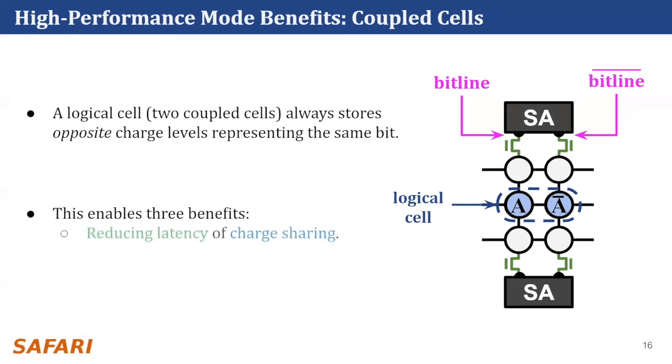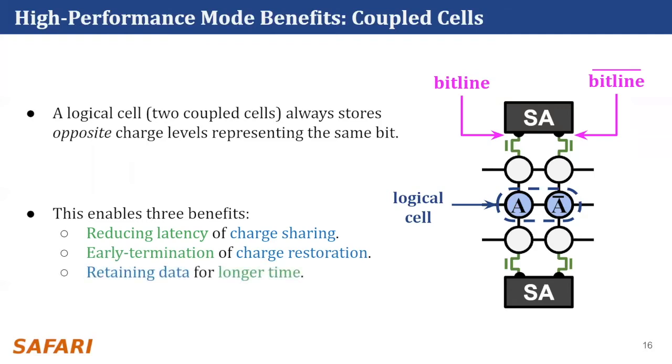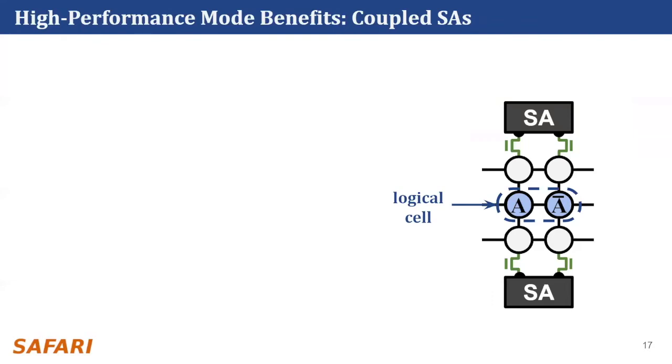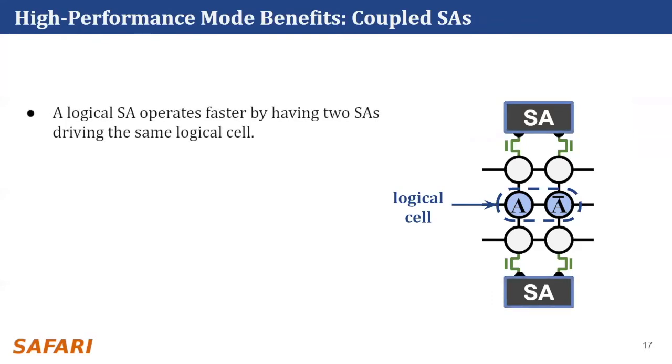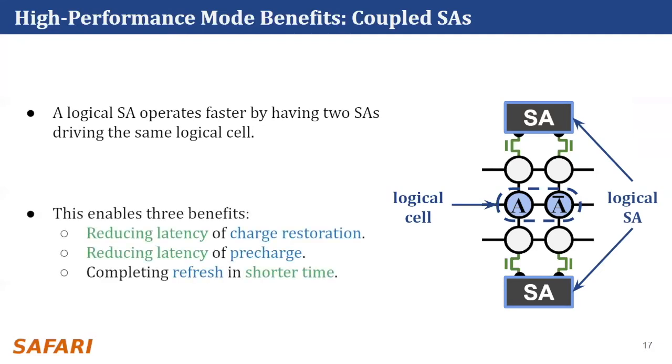First, it reduces the latency of charge sharing. Second, it enables the early termination of charge restoration. Third, it enables retaining data stored in the logical cell for a longer period of time. A logical sense amplifier operates faster by having two sense amplifiers driving the same logical cell. This also enables three benefits: the reduction in the latency of charge restoration, pre-charge, and refresh.